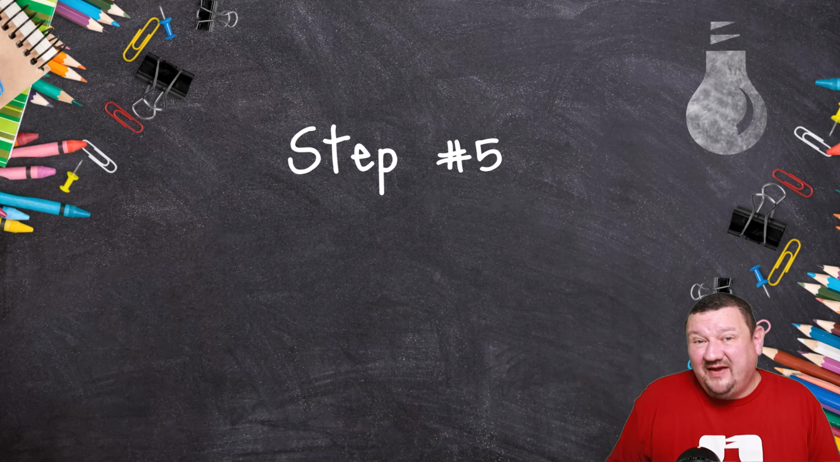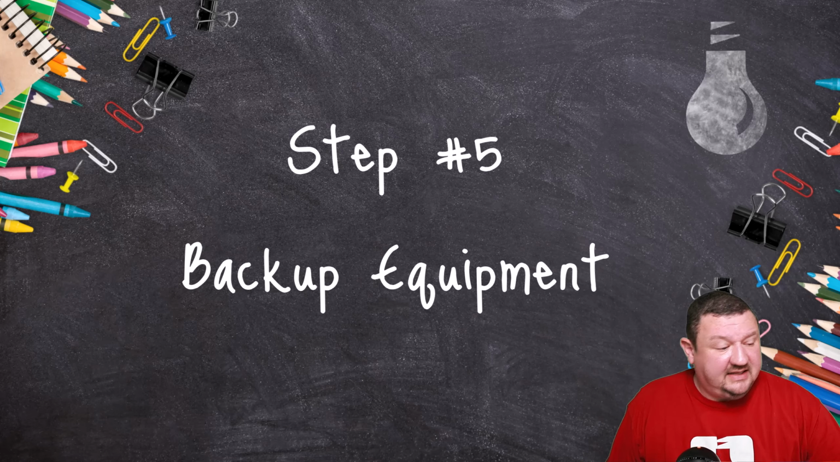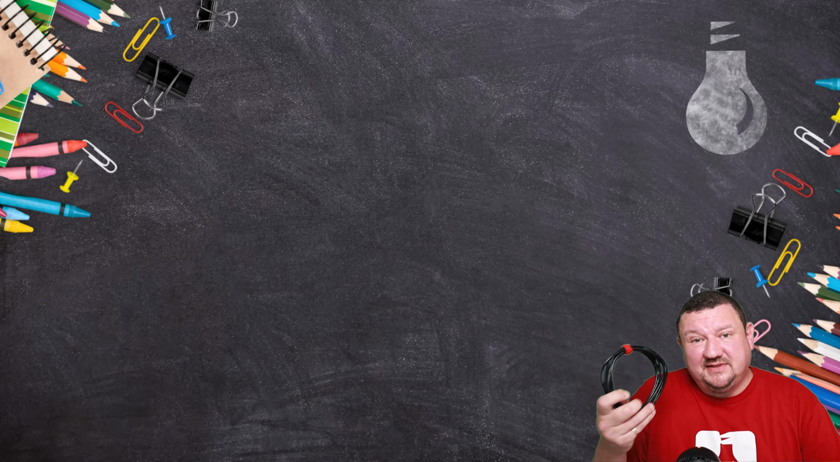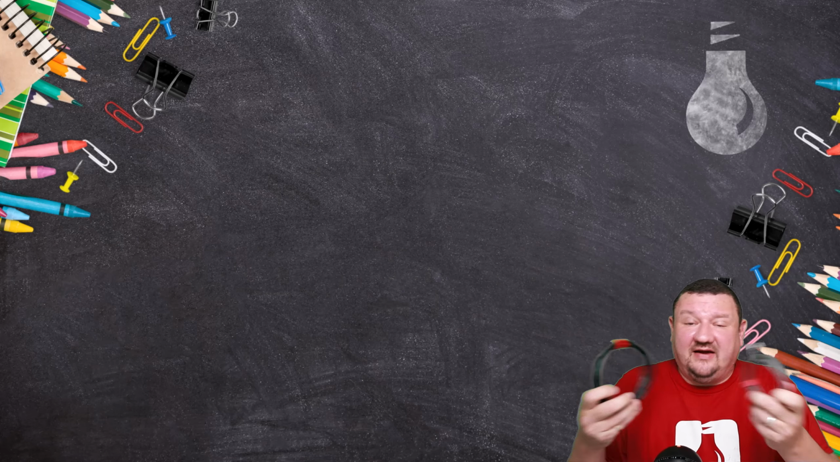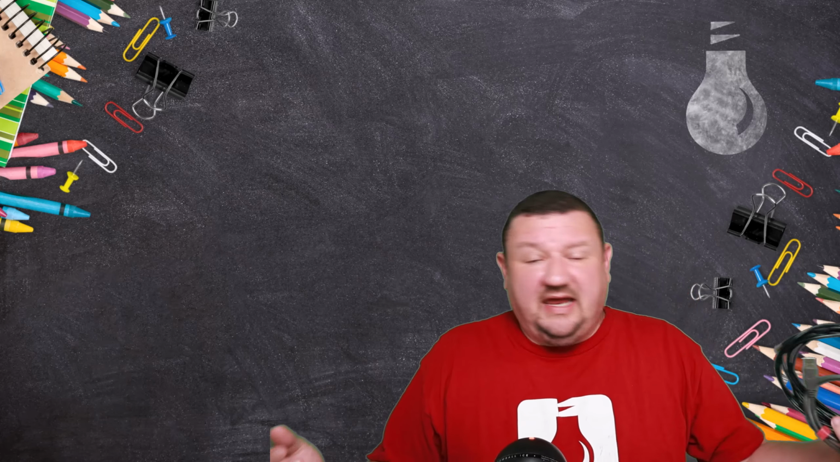Step 5 is having backup equipment. What that means is USB cables. Have an extra one at least of every cable that you might need. One might get pinched, it might just become old or fray.